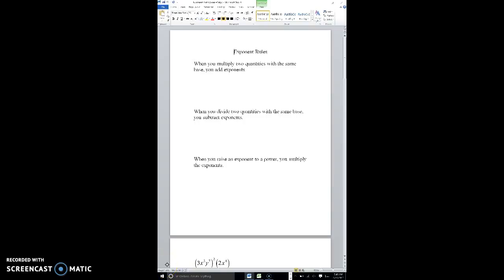All right, these are the essentials you know for the first packet in the exponential unit, which is exponent rules. Okay, so first exponent rule, when you multiply two quantities that have the same base, you add the exponent.